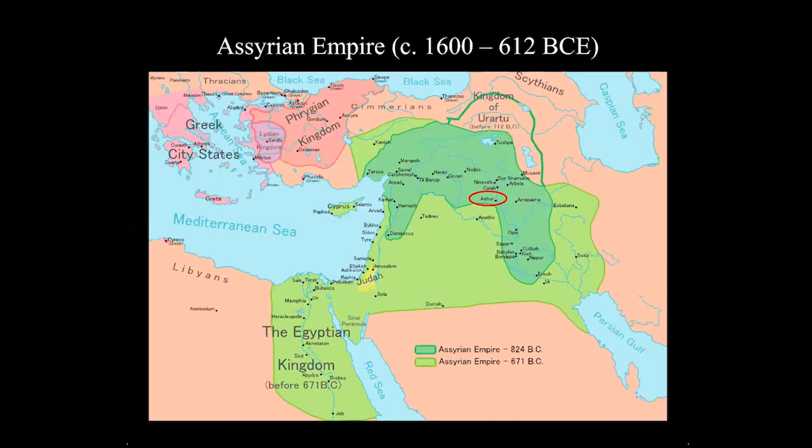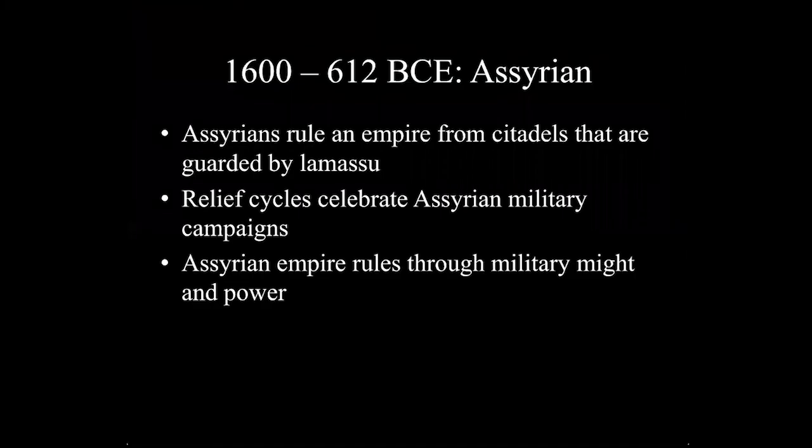So the Assyrians are, I'll show you our little slide. Our Assyrians are going to rule through military might and power. They are a very strong military group. They also do value writing. They value scholarship. They, of course, value art, or we wouldn't be talking about them. But what we see in a lot of their art are military campaigns and kind of glorifying the empire and the leader of that empire.